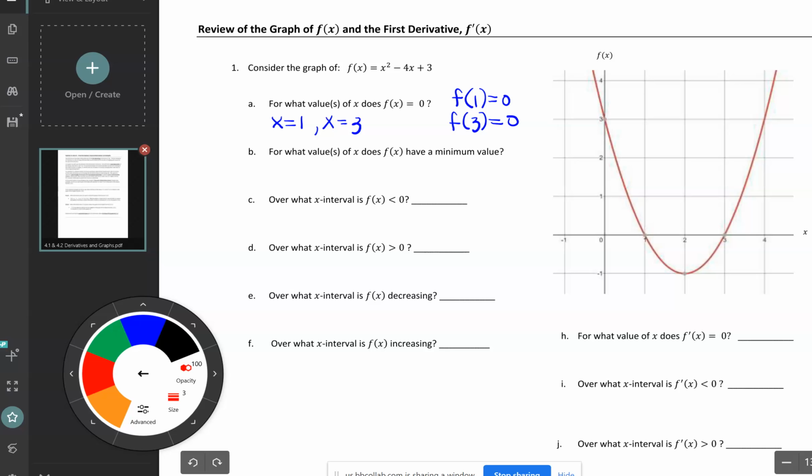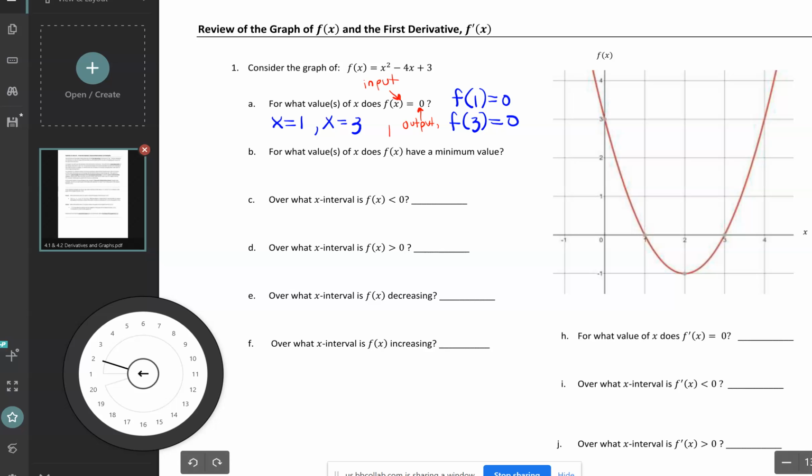So remember to read your function notation to help you with these. It's asking, what would I input into the function to get an output of 0? So I know what the output is, and the outputs are the heights of the graph, right? So outputs are always heights of graphs. And if your height is 0, you're right there on the x-axis.